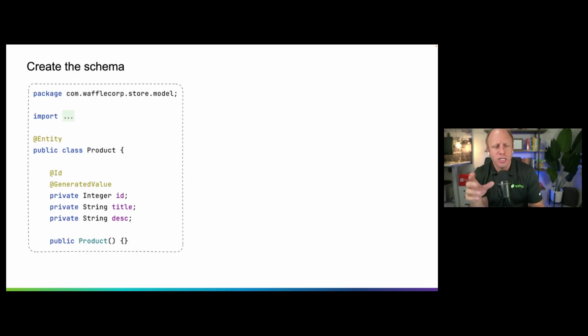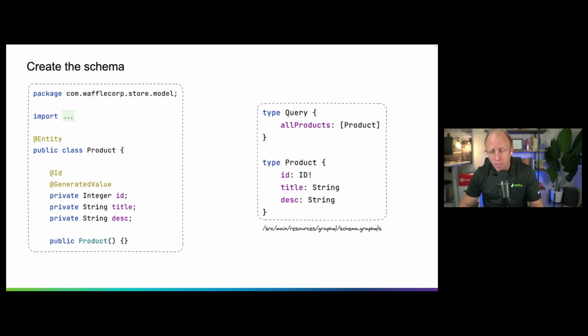Let's say in our application, we had a product entity, and this product entity had ID, title, and description. So this is how our existing application is before GraphQL. Now we need to create a schema. So it starts with a schema file.